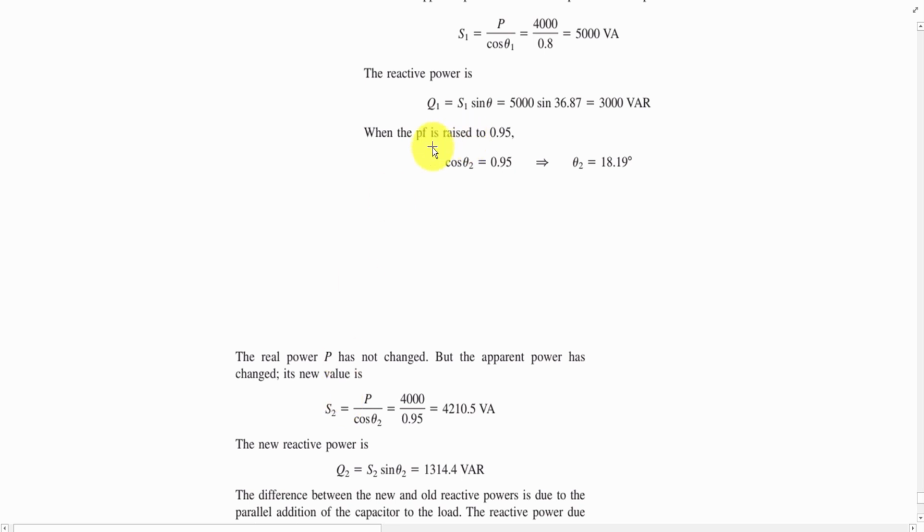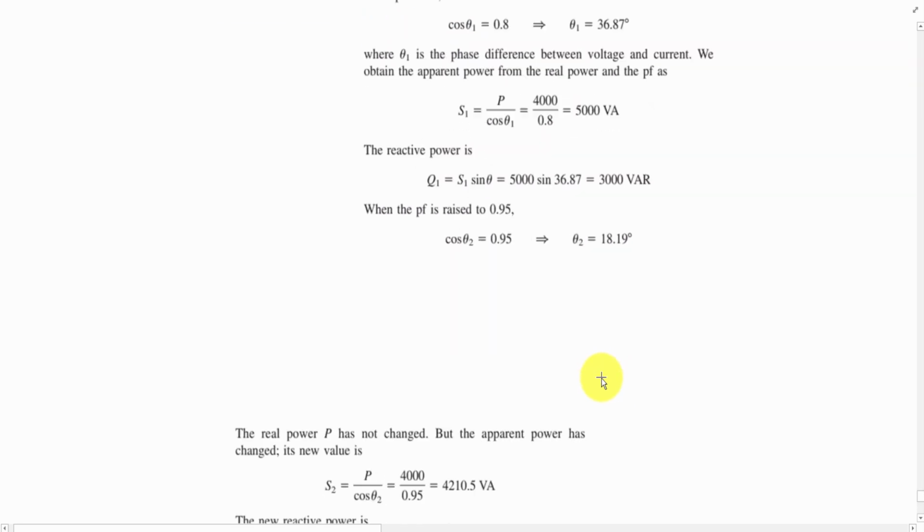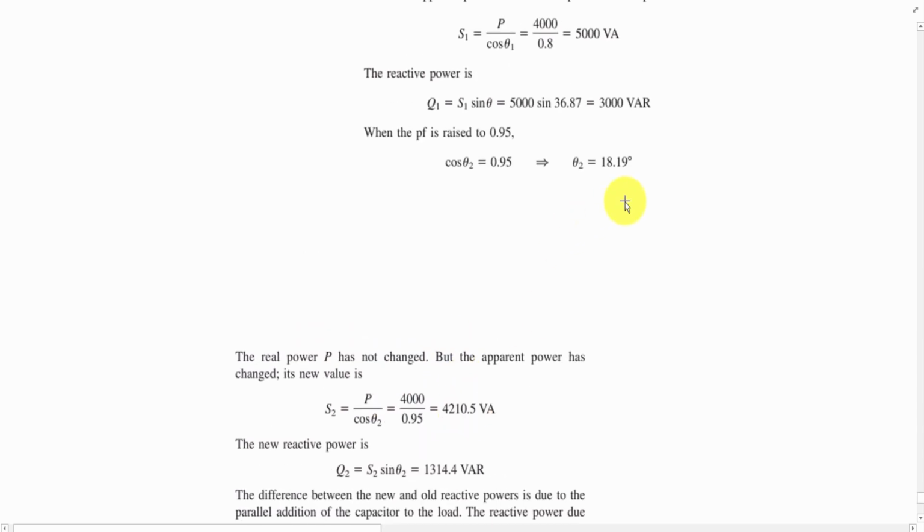We want the power factor to be raised to 0.95. We take cos inverse of 0.95, that is 18.19. That means we want to reduce the angle between voltage and current from 36.87 to 18.19. If we wanted unity, we could make the angle 0 degrees. Real power has not changed, but the apparent power has changed. So the new apparent power is P divided by cos theta 2, that is 4210 VA, which I can write as 4210 angle 18.19. In rectangular form, that would be 4000 plus j1314.